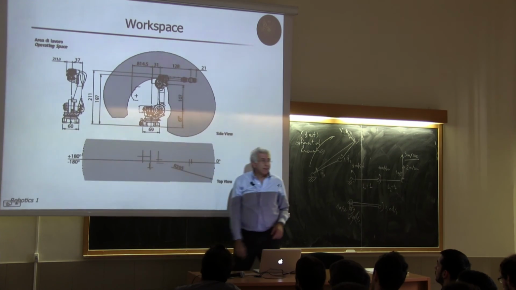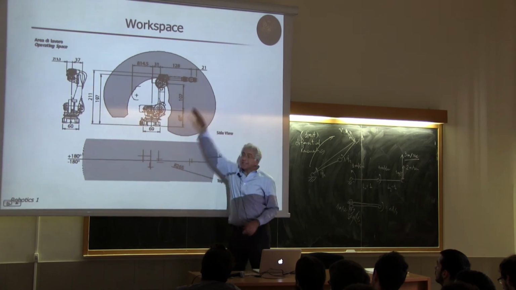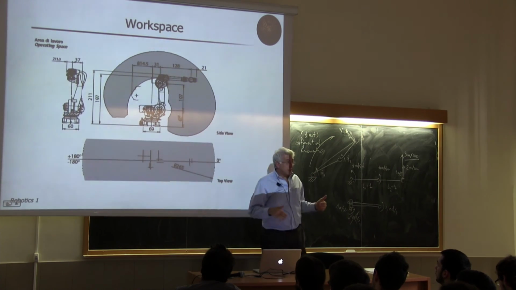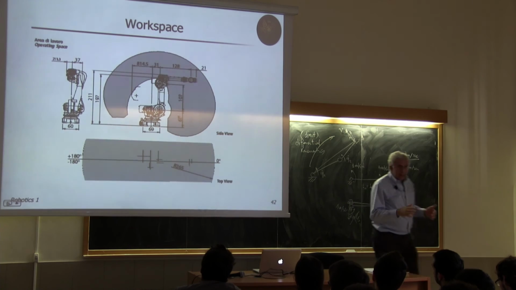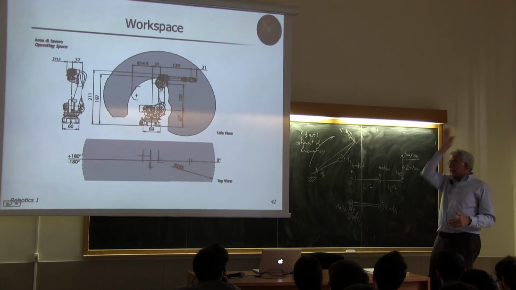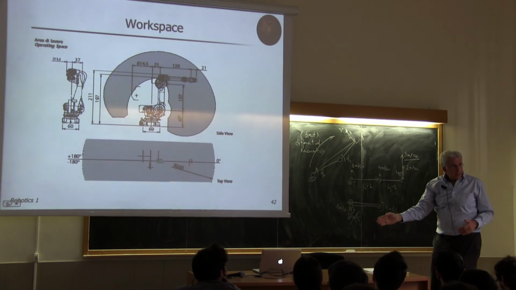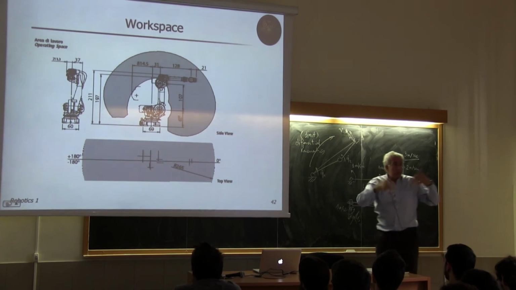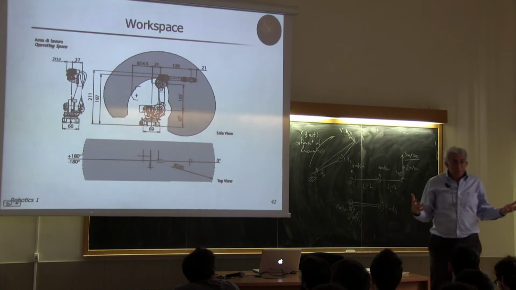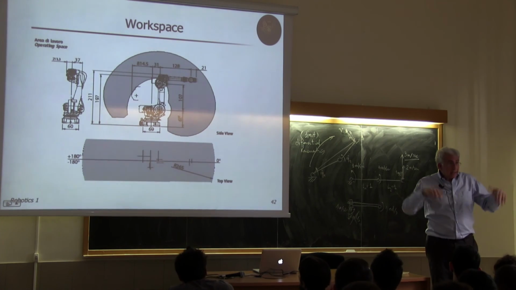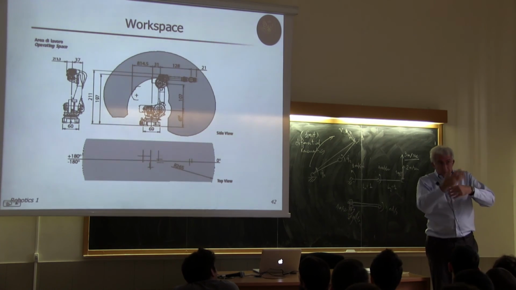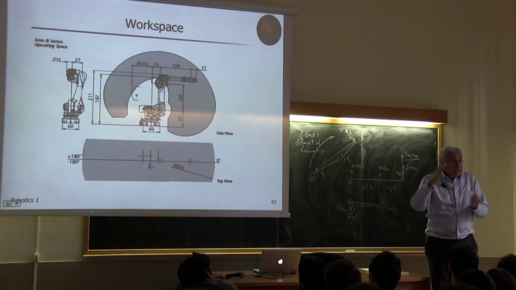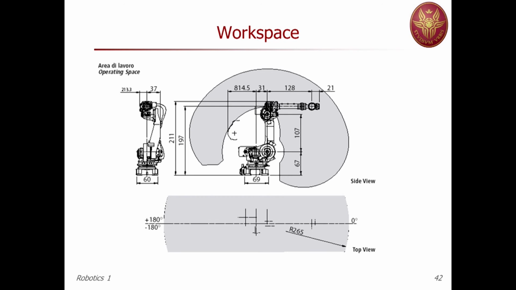However, if you want to go from one point here to one point which is on top of the workspace there, and if the connecting line is all inside this workspace, then you can do the motion in straight line. Okay? So it's very important to characterize the workspace in order to understand what is the actual mobility of the robot, taking into account the kinematic architecture, so the link length, but also the joint limits.